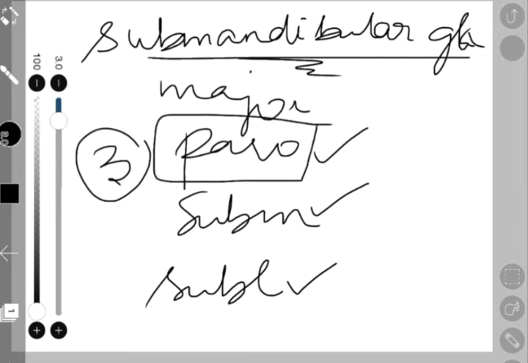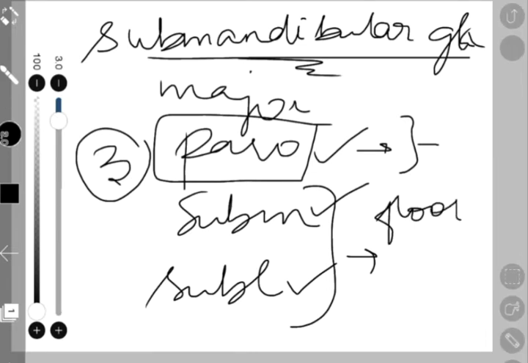The parotid gland is present on the side of your face in front of the earlobe, and the submandibular and sublingual glands are seen in the floor of the mouth. In this video, I'll tell you only about the submandibular salivary gland.